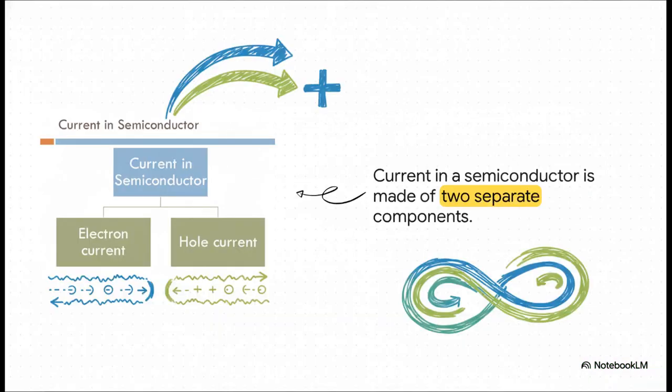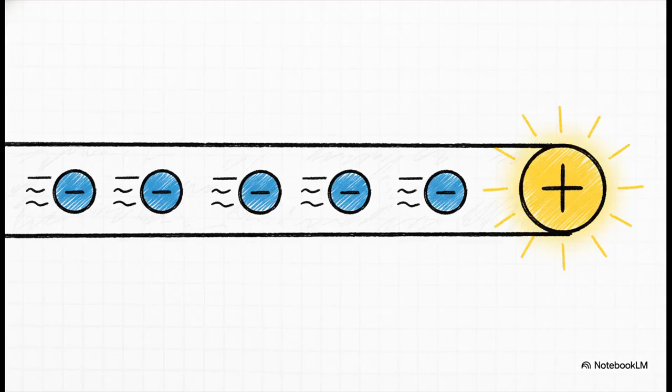And this is where having two types of charge carriers gets so incredibly important. Because the total current in a semiconductor isn't just one thing. It's actually the sum of two different currents happening at the exact same time. You've got the electron current and you've got the hole current. Let's start with the one that's easier to wrap your head around, electron current. This is just our free electrons, the ones up in the conduction band. They have a negative charge, so it's simple physics. When we apply voltage, they're pulled toward the positive terminal. It's a pretty straightforward flow of negative charge.